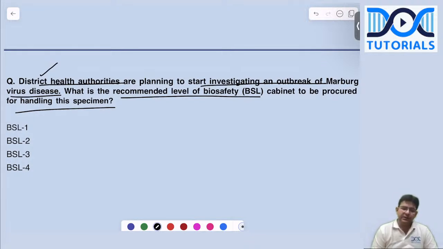Tell me about this. What is the answer? Which biosafety level is there in handling this? Yes, please.